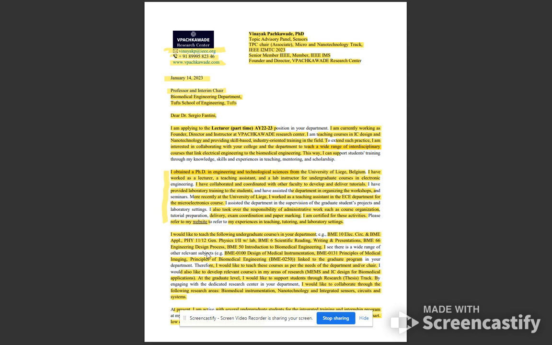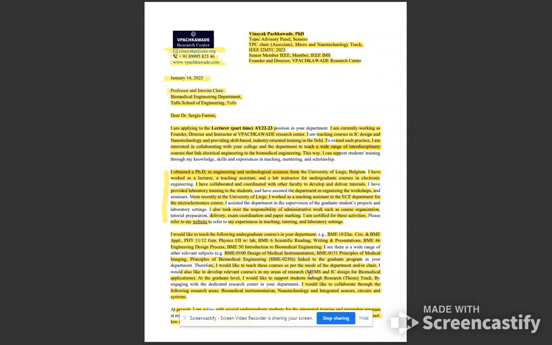In the third paragraph, you see that it's always about them. It's about their requirements. So you talk about what courses you want to teach, and that course information comes when you go to their website and do a little research about what courses are being offered in the department. Then tell how you would teach those courses, what efforts you would make, and what other courses you would like to collaborate on, develop, or assist the department with in curriculum development.